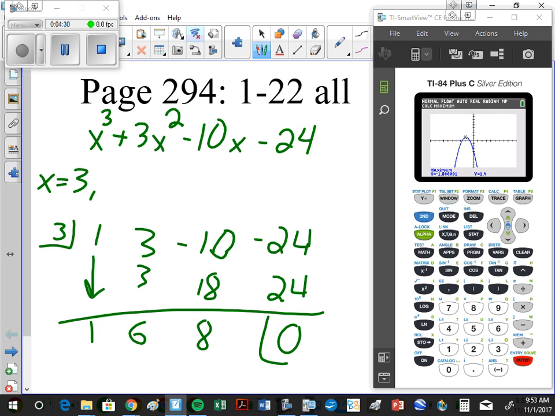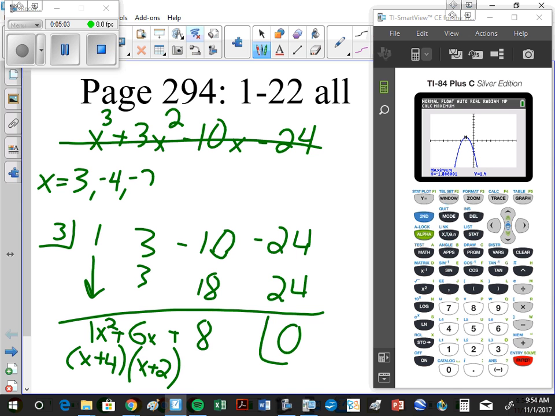How does that help? Well, I have just turned an x to the third equation into a quadratic. x squared plus 6x plus 8. Okay. Does x squared plus 6x plus 8 factor into x plus 4 and x plus 2? So the other two roots are -4 and -2.